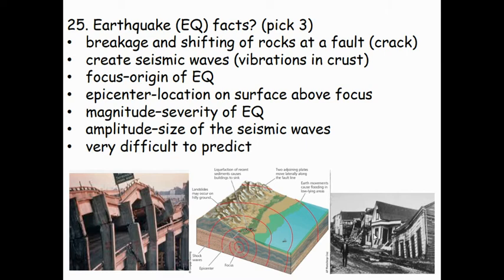A little vocabulary. The focus is where the earthquake actually happens, the specific location in the Earth's crust where the movement occurs. Epicenter is usually what you hear about. That is the location on the surface of the Earth above the focus. Magnitude is the number that typically is reported. It's basically the severity, how much energy gets released. Amplitude is the size of the seismic wave, so how much vertical motion is actually seen on the ground.